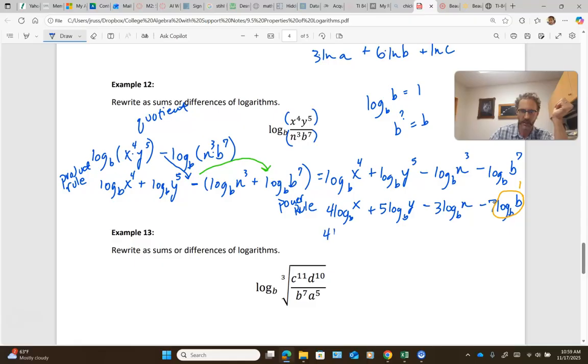So 1 times that negative 7, it's already here, will just remain negative 7. Then I'll recopy the rest of this real quick. 4 times log base b of x plus 5 times log base b of y minus 3 times log base b of n, and then minus 7. So you're going to see something like that in your homework. We have this last little extra step right here. A lot of this, guys, is just a lot of mechanics, and the more you do it, the better you get at it.